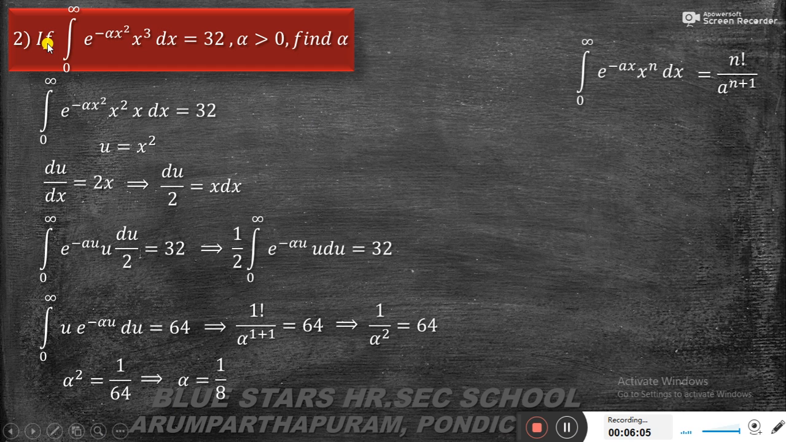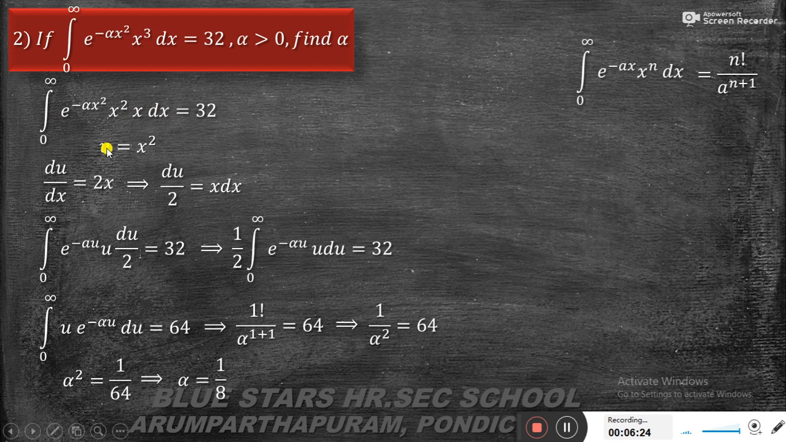So this is the second problem. If integral 0 to infinity e power minus alpha x square into x cube dx equal to 32, alpha greater than 0, find alpha. So integral 0 to infinity e power minus alpha x square into x cube, we write it as x square into x dx equal to 32.